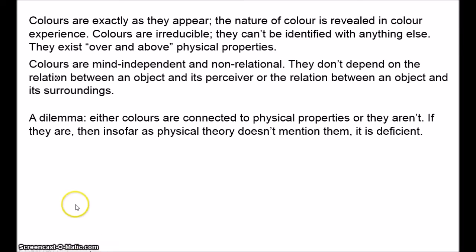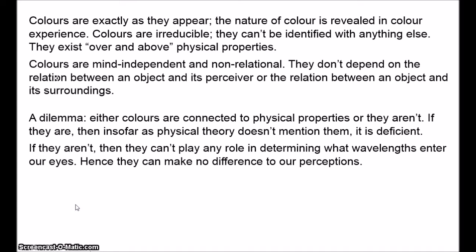On the other hand, if colours are not connected to physical properties, then they can't play any role in determining what wavelengths of light are reflected from or emitted from or transmitted through a physical object. So if colours are not connected to physical properties, they can't play any role in determining what wavelengths of light arrive at our eyes, which would mean that they make no difference to our perceptual data, because ultimately the only way that we can perceive colours is by our photoreceptors being stimulated by photons. I mean, we can hallucinate colours as well, but obviously that wouldn't be perception, technically speaking.